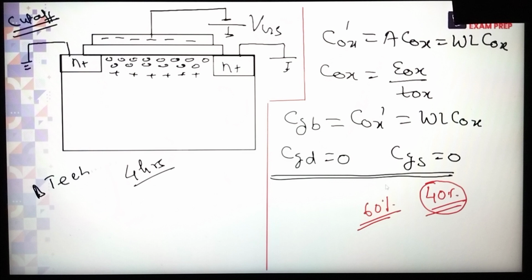Now, I am going to give you a very important concept. What is the overlap capacitance? I think these three things are clear: first of all the triode region, then saturation, and then cutoff. Now, what is the overlap capacitance? There is another important topic, overlap capacitance. This is a very important one.